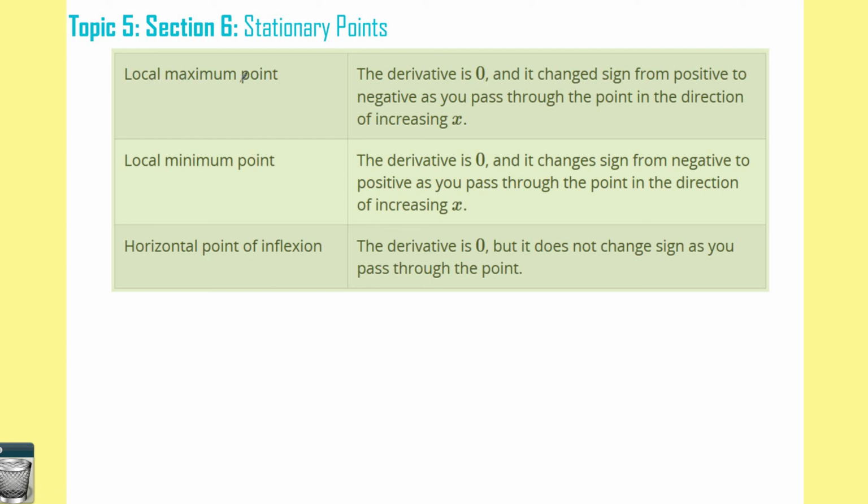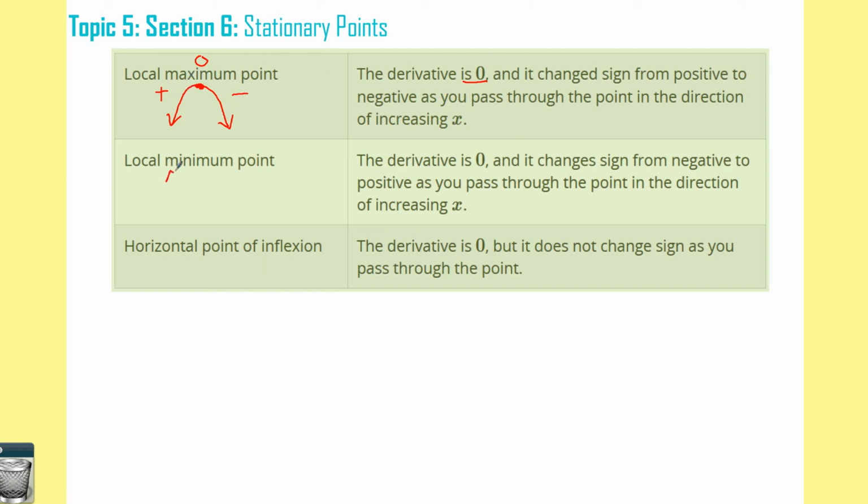So the first thing is a local maximum. Hopefully you know that a maximum is going to look like a hill, and that top part of the hill is the maximum point. We know that the derivative at a maximum is 0, and it changes sign from positive to negative as you pass through the point. The slope of the left side is positive, the slope of the right side is negative. So if it goes positive, then 0, then negative, we have a maximum.